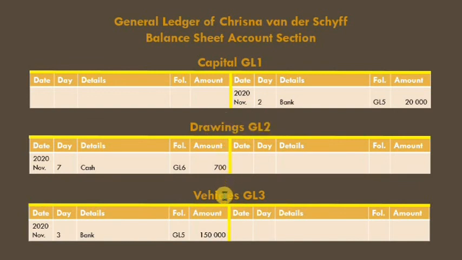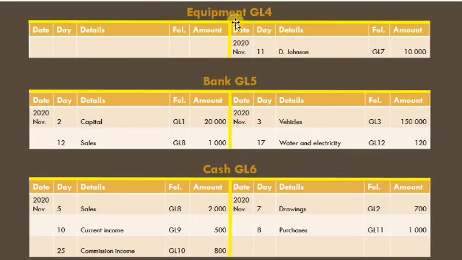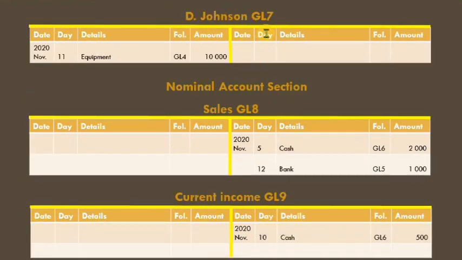Then your non-current assets, and we had two. We had vehicles and equipment. So here we have vehicles, and then we have equipment. Then we have our current assets, which is stock or inventory, bank, and cash. So here we have the whole bank account with all the transactions in it, and the whole cash account with all the transactions in it. Then we will have D. Johnson, since he's also an asset, and we have his account. We didn't have any liabilities, so this is the end of our balance sheet account section.